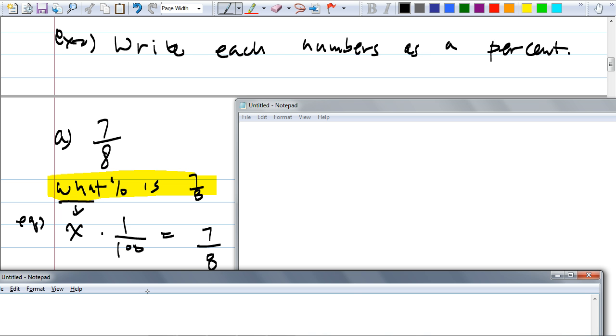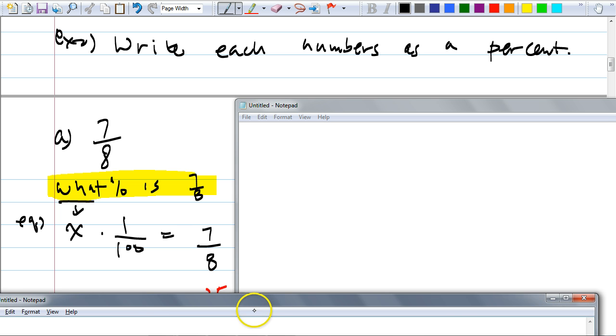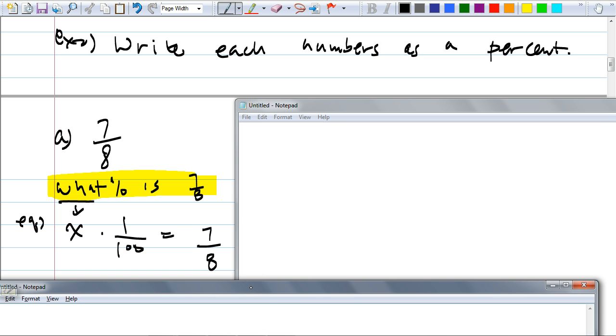What should we do to solve for X? We got X times 1 over 100 equals 7/8. So this becomes X over 100 equals 7/8. Multiply both sides by 8? No. You have 100 on the denominator of X, and you just want to get X by itself, so you just multiply both sides by 100. This time you don't have to worry about the LCD because we just want X by itself. Does that make sense? A lot of you are thinking 800 because you see 100 and 8.